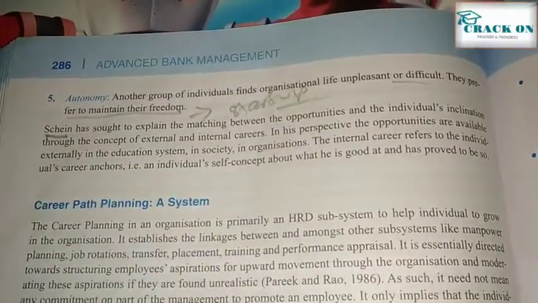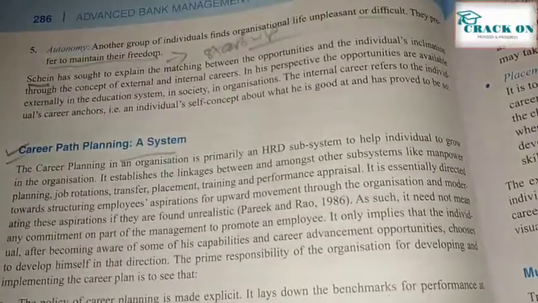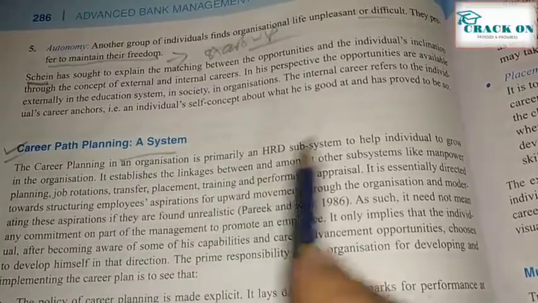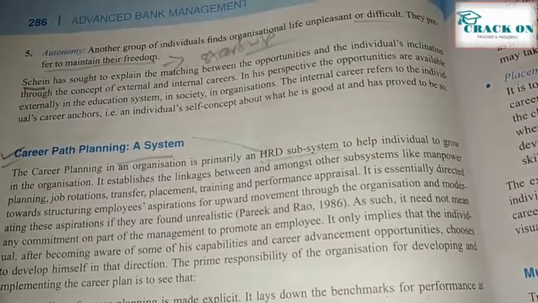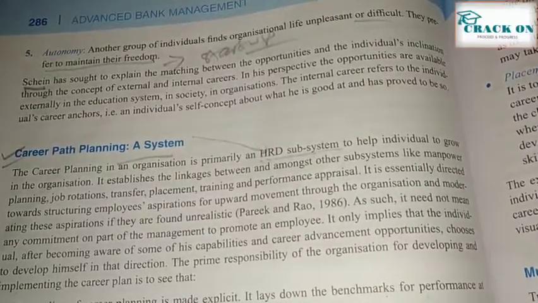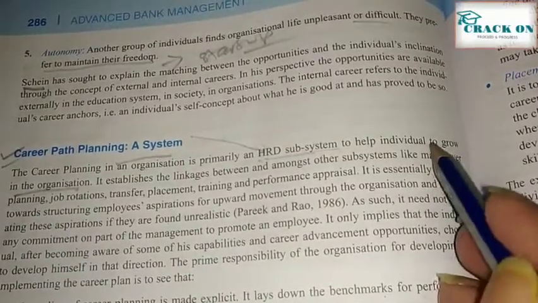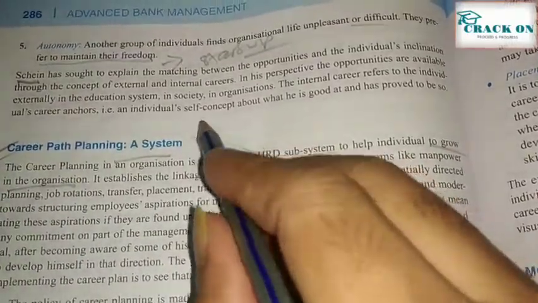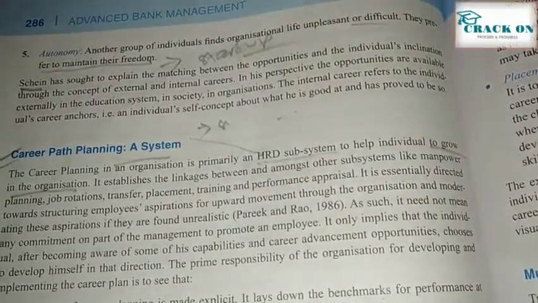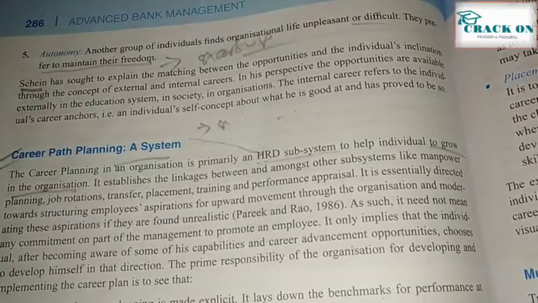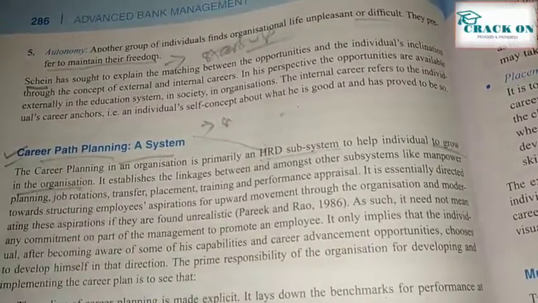Remember the term Schein. Career path planning. Next one is a system, right? The career planning in an organization is primarily an HRD subsystem. Career planning is the subsystem of human resource development to help individuals grow in the organizations. Like in the bank also, we join as an officer in scale 1, next scale 2, scale 3, scale 4, and we get promoted one by one to the higher positions, right? So this is also like career path planning, right?